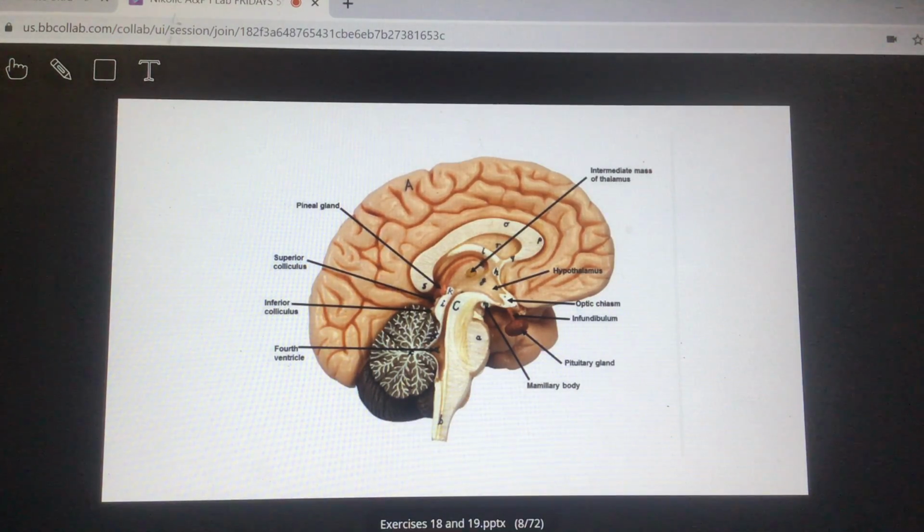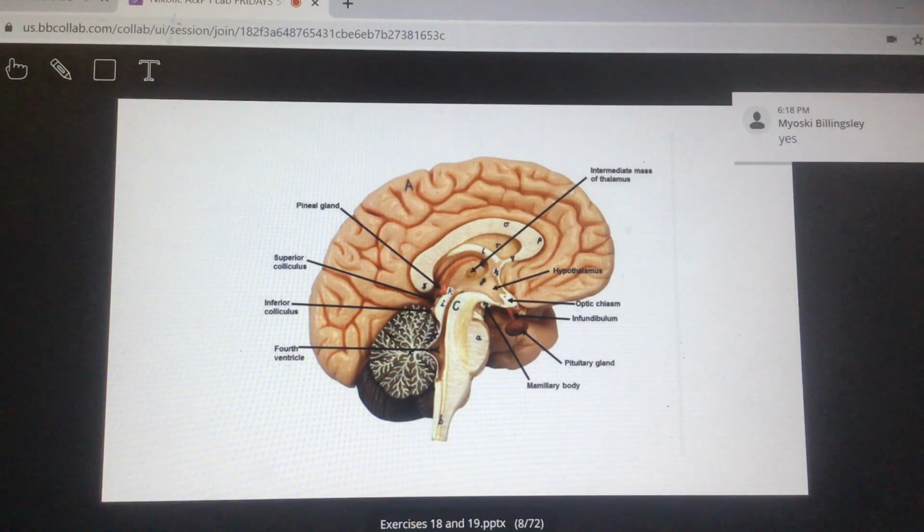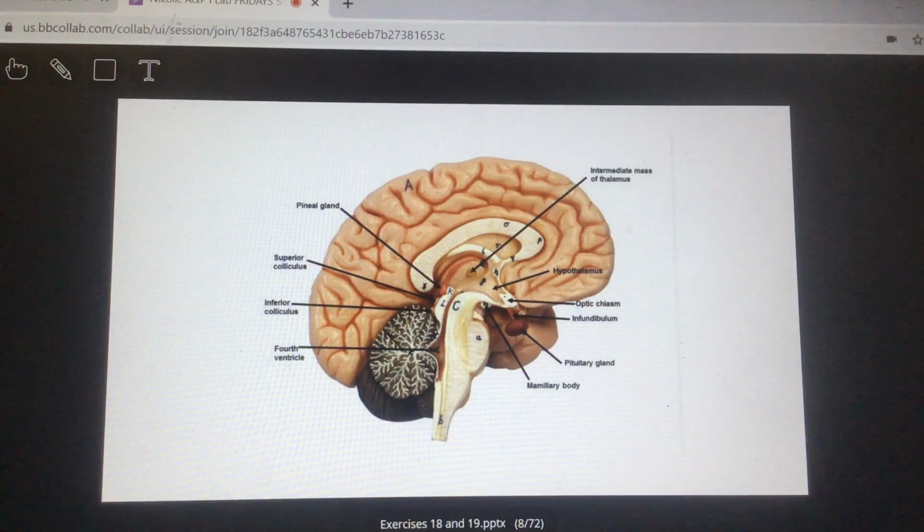So here, they've got everything labeled nicely on this image. You see the pineal gland, superior colliculus, inferior colliculus. Together, they make the corpora quadrigemina. Do we need to know the mammillary body here? You don't. And then the ventricles, you do need to know the ventricles. The mammillary body, I don't think on this one, though.